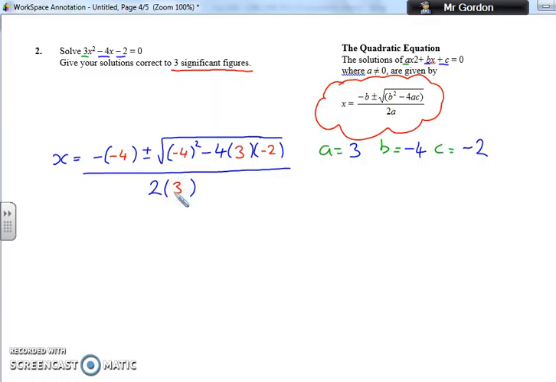And all I really need to do now is to type this into my calculator, once with a plus and once with a minus, and then that will give me the answer. So I'll just pull up the calculator.